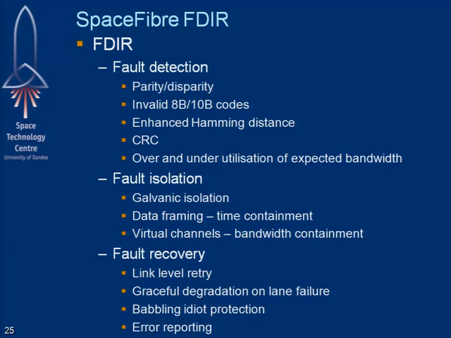So each frame has a CRC, and we check for errors in that frame, so we've contained the error within that frame. And we also have containment within the virtual channels, basically containing the virtual channels within their allocated bandwidth. And finally, we've got fault recovery. So we've taken the approach that we want to recover the fault as close to where the actual fault occurs as possible. So we've introduced the link level retry.